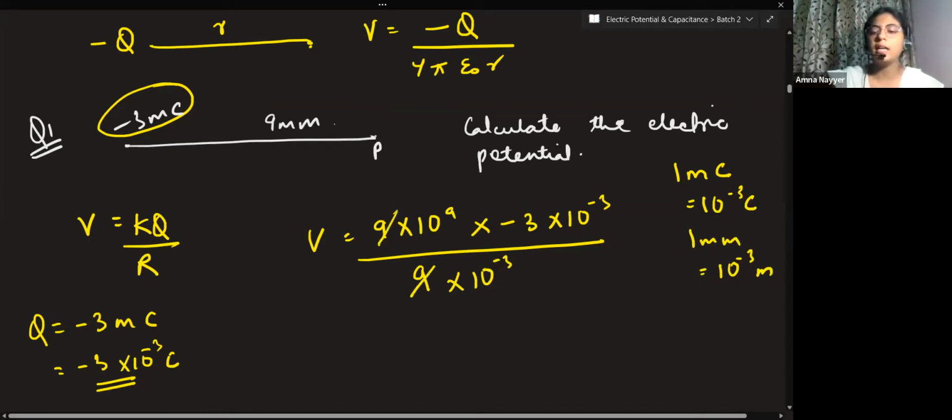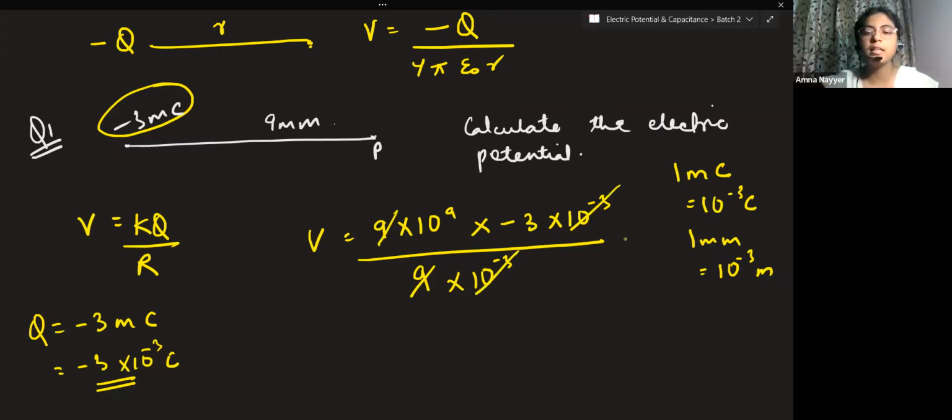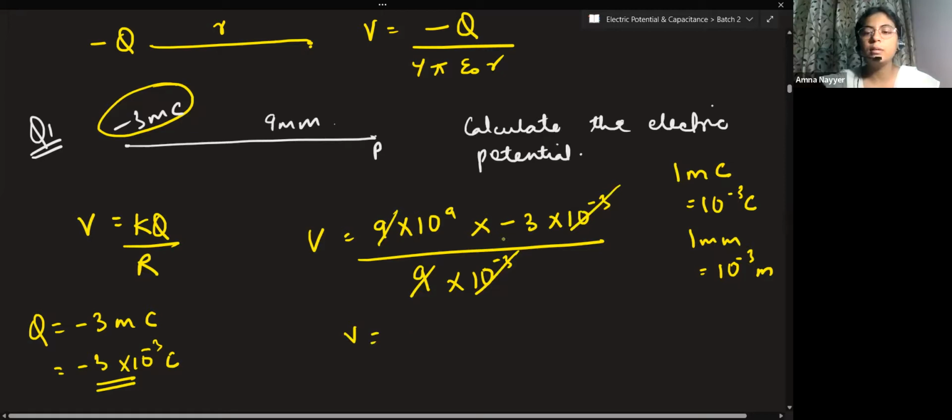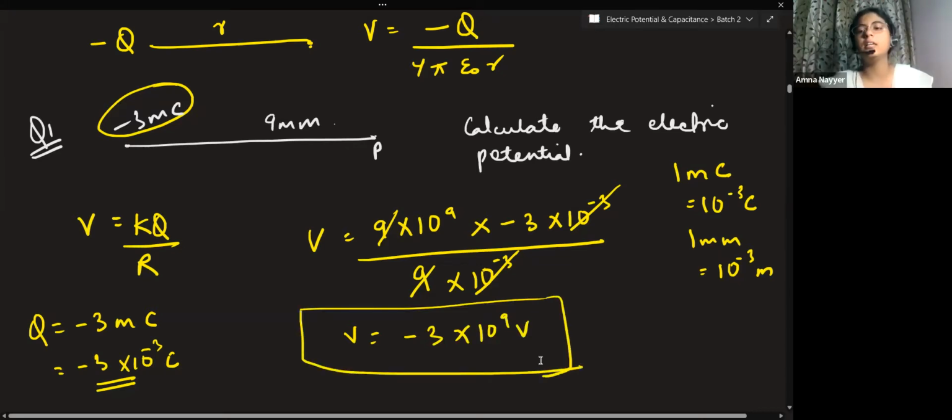So 9 will get cancelled. 10 to the power minus 3, 10 to the power minus 3 will get cancelled. Voltage will be minus 3 into 10 to the power 9 volt. So by simply looking at the minus sign in 3 into 10 to the power 9, you can easily figure out that the charge must have been negative.